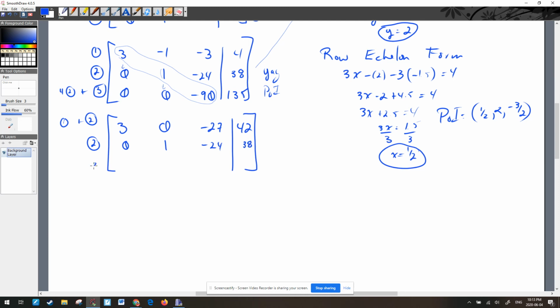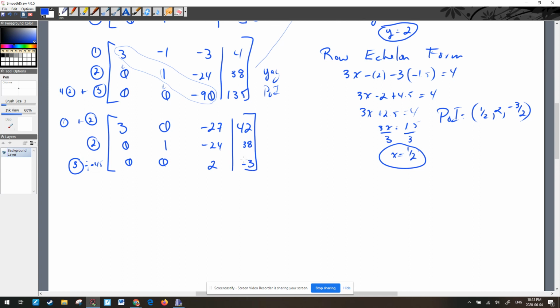And then this row 3, I'm not going to mess with right now. 0, 0, negative 90. Actually, you know what? I'm going to mess with it. I'm sorry. I can see that there's a common factor of 45. So I'm going to divide row 3 by 45. In fact, I'm going to divide by negative 45 just to make that one positive. So I'm going to take row 3 and divide it by negative 45. The reason I'm doing that is just because it's a common factor. So that's going to be 2 and negative 3.